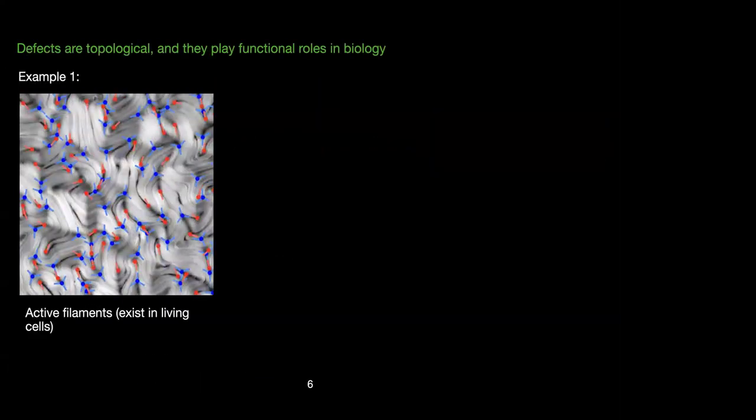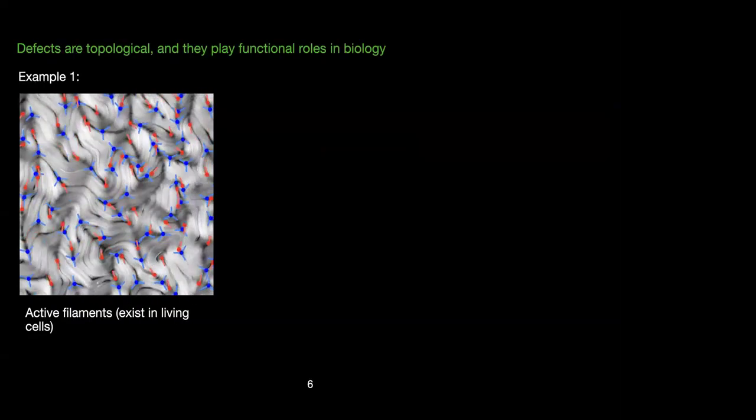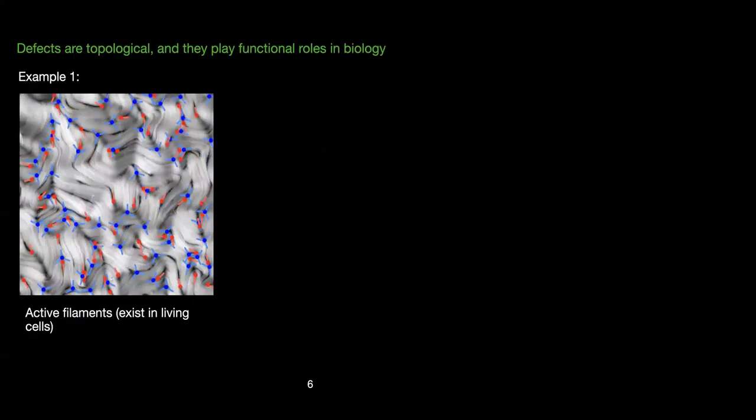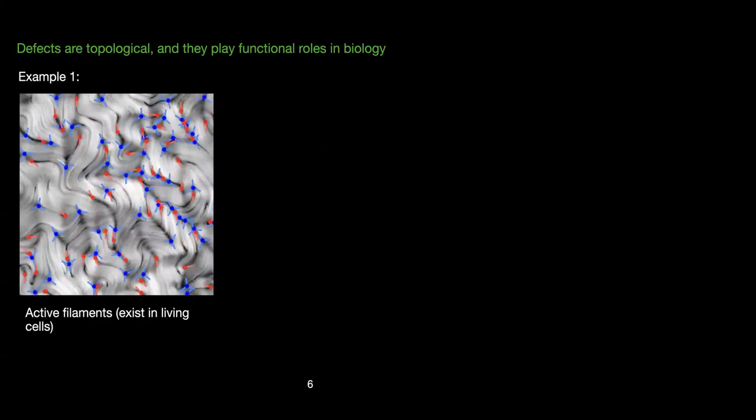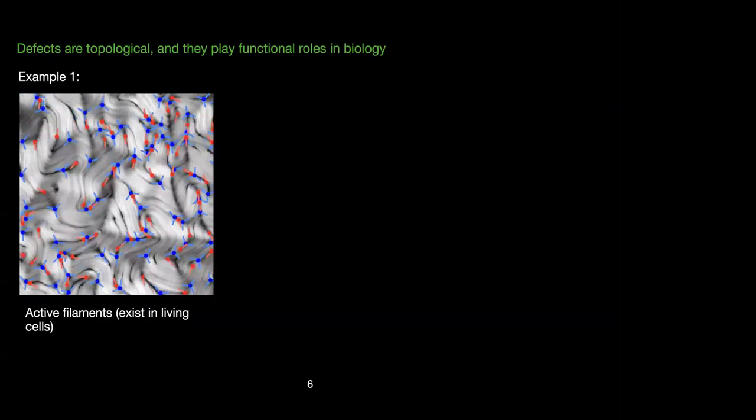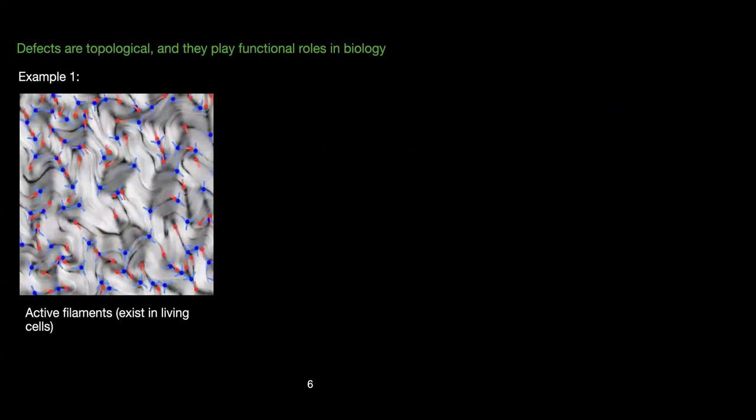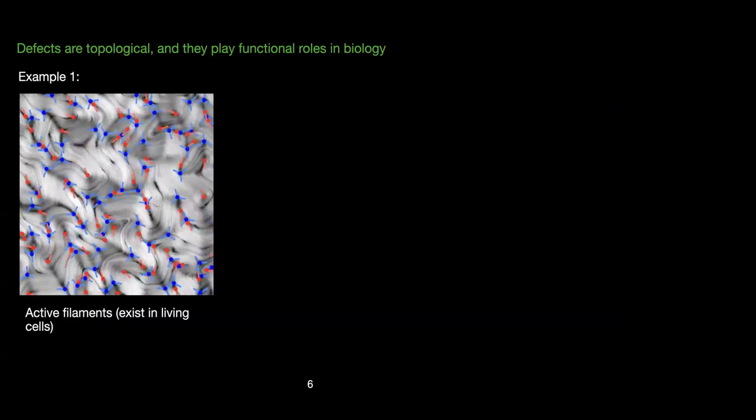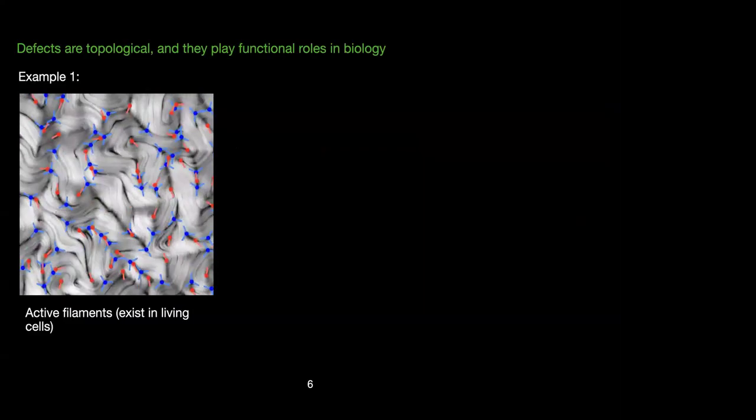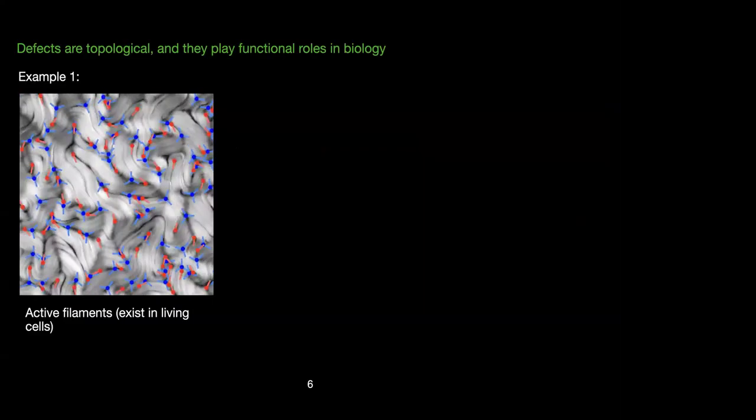And okay, so if we go back to the movie I showed earlier, we can now distinguish these defects. We see that the plus half defects move around, and the minus half defects, which are shown in blue here, don't move that much. The little bit of movement that you can see is due to advection by the general flow. It's not self-propulsion.